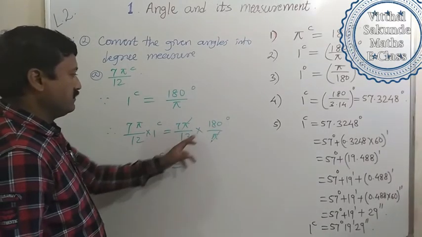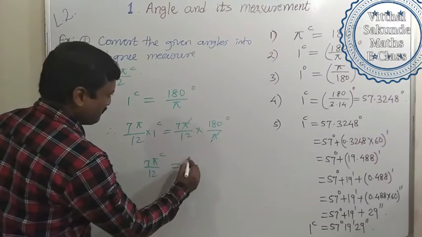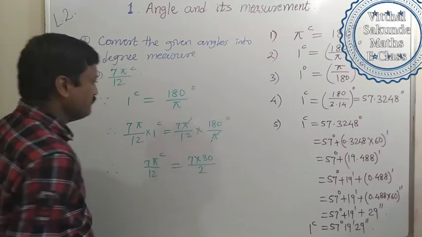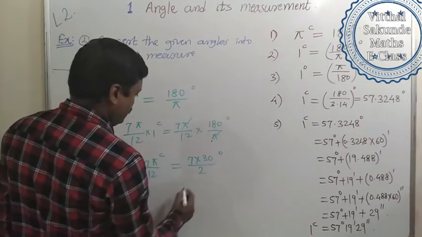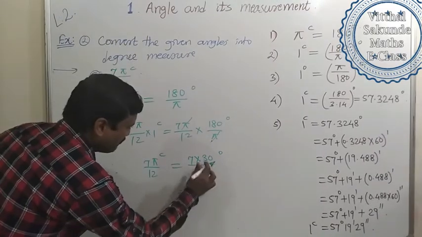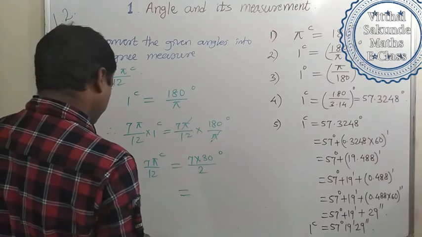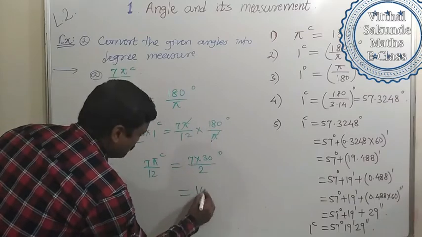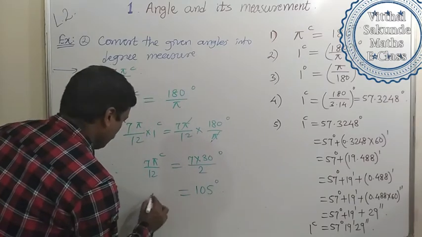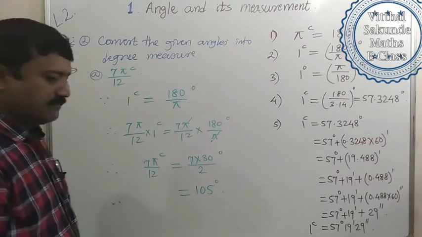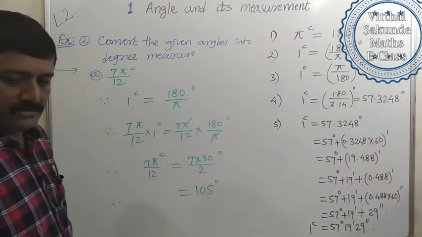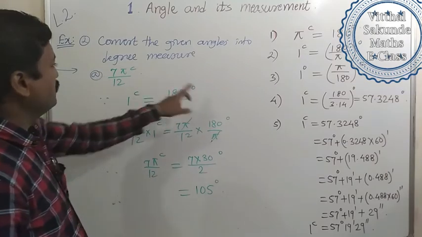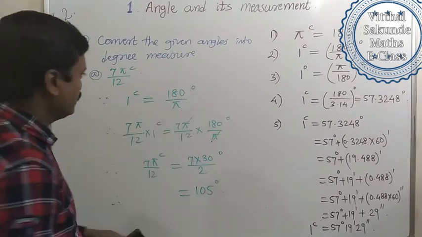Here again divide both these numbers by 6. We get 7 into 30 upon 2 degree, or again cancel 2, we get 15 into 7, that is equal to 105 degree. So 7 pi by 12 is 105 degree. So this is the way to convert this. Use this whenever you want to convert radian into degree. Here is degree, so 180 degree.